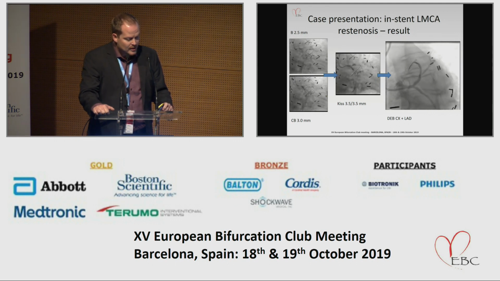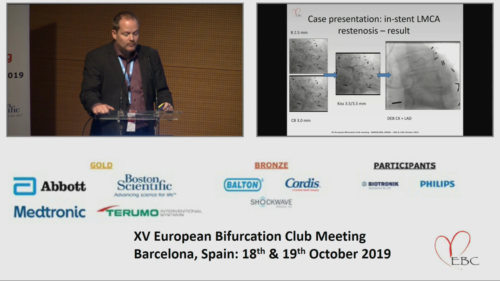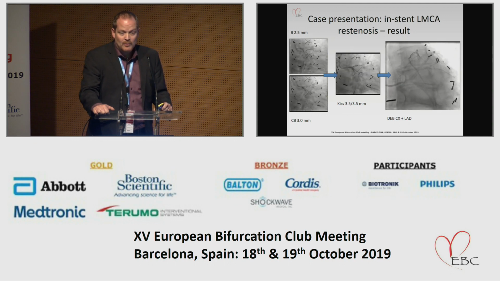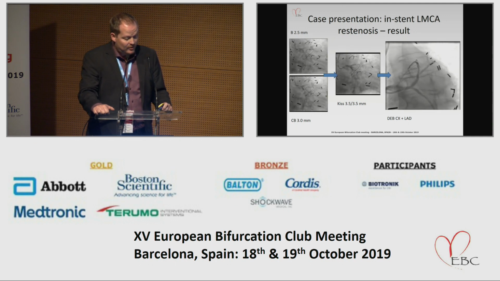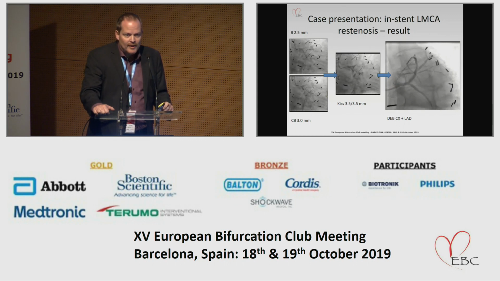non-compliant balloons, after which, again, with two 3.5 Pantera Lux drug-eluting balloons, kissing was performed in the circumflex and LAD, and there we have the final result, which looks, I think, angiographically quite nice. Though you might appreciate again at the ostium of the LAD, perhaps some underexpansion, not the most perfect result.